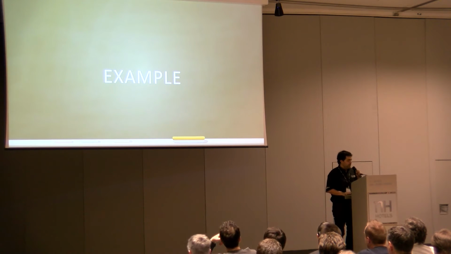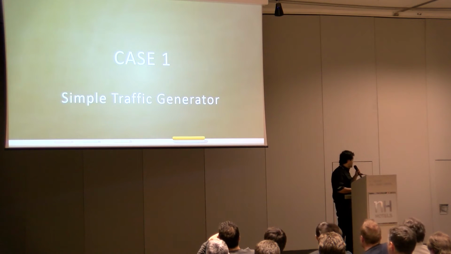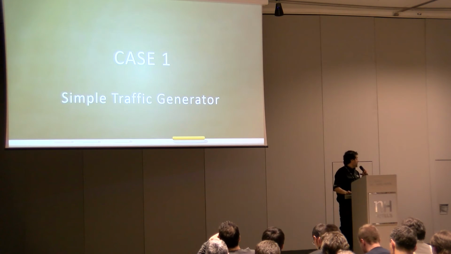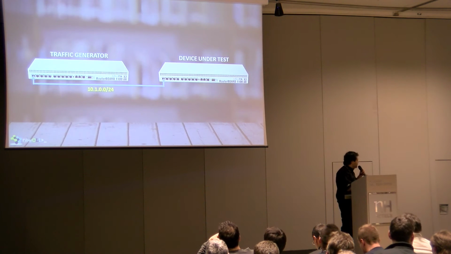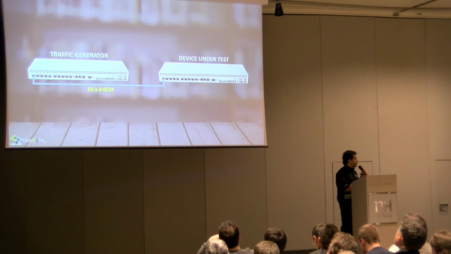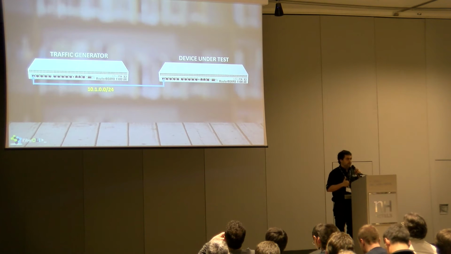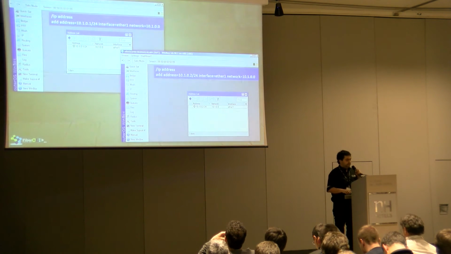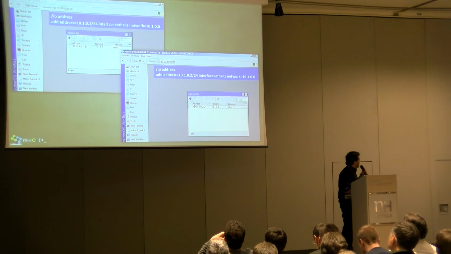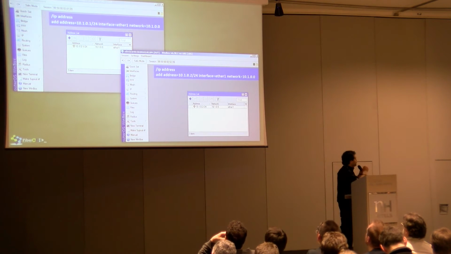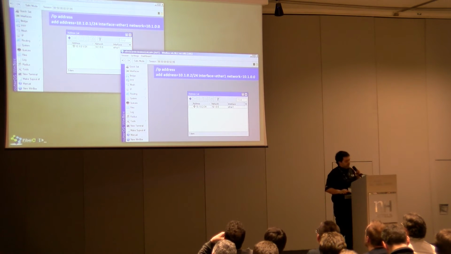Let's go to the samples. The first case is a very simple traffic generator. We use maybe the most basic configuration. We have 2 IP addresses, and the equipment is in the same subnet. Okay, I think I don't need to explain this slide. Its only purpose is that you see the addresses of every router.